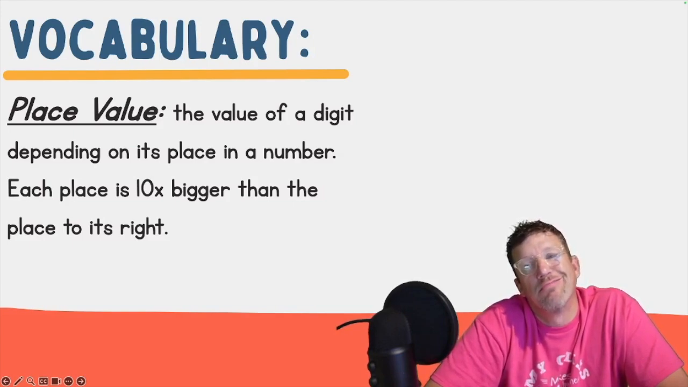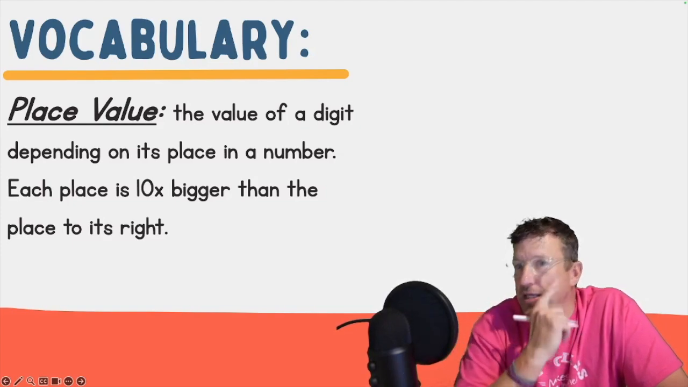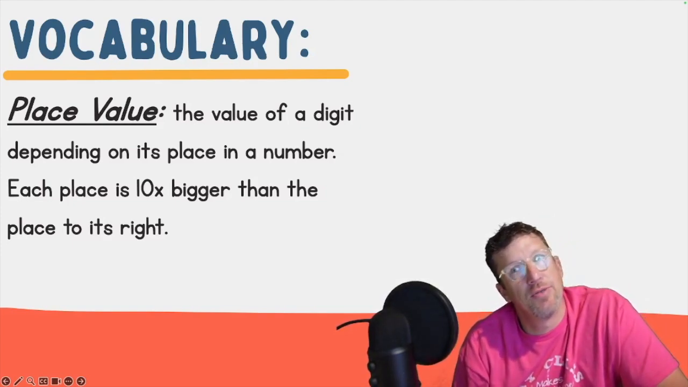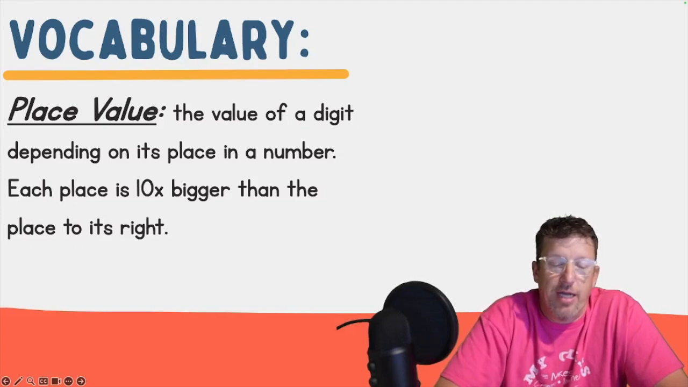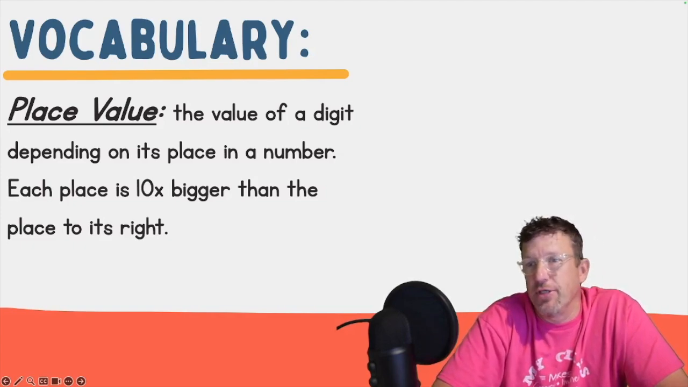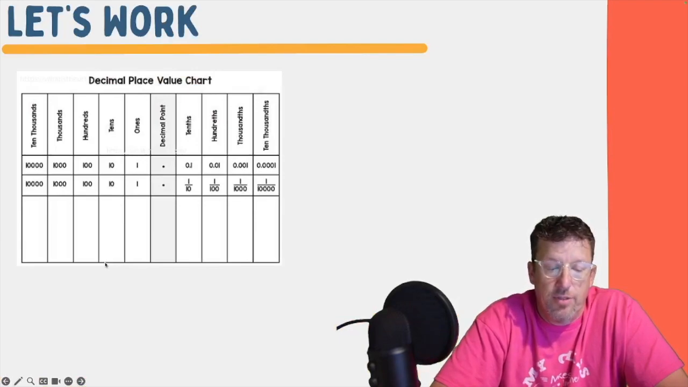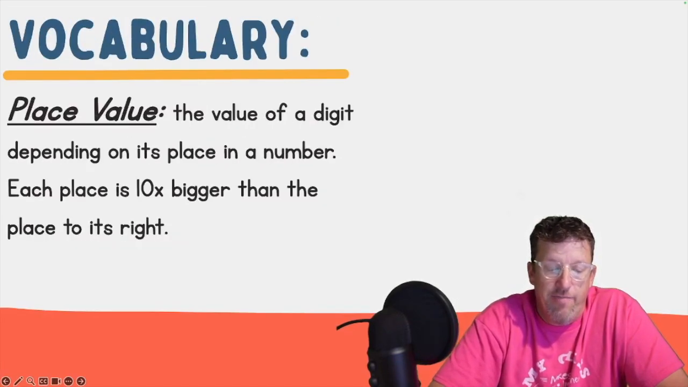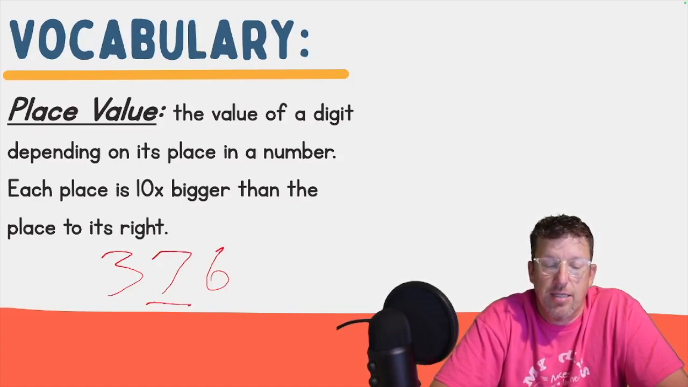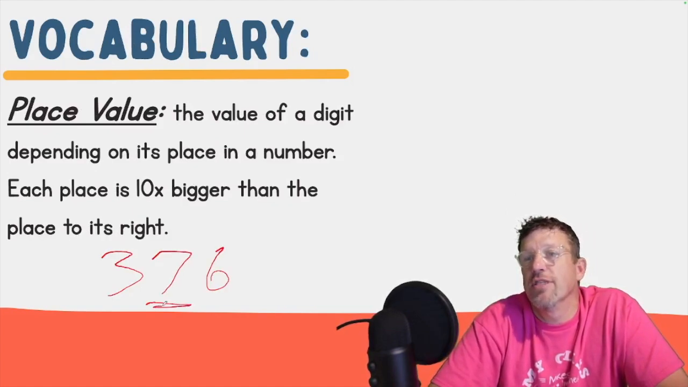Okay, place value. Place value is the value of a digit depending on its place in a number. Each place is 10 times bigger than the place to the right. So if you're looking at a number, and we're going to show you a place value chart in the next slide, but if I'm looking at a number like 376, what is the place value of the 7?